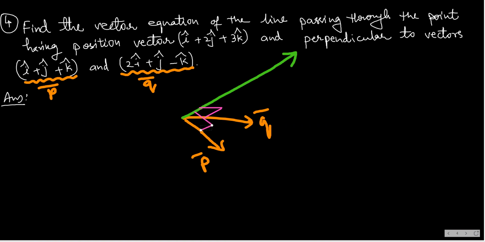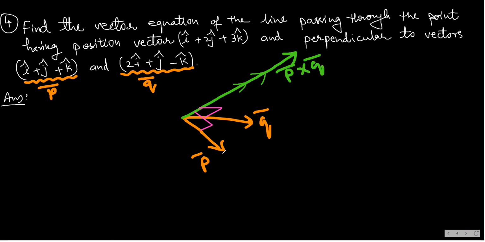I will find out this vector. And this vector is perpendicular to both the vectors. What is this vector then? This vector is P bar cross Q bar.